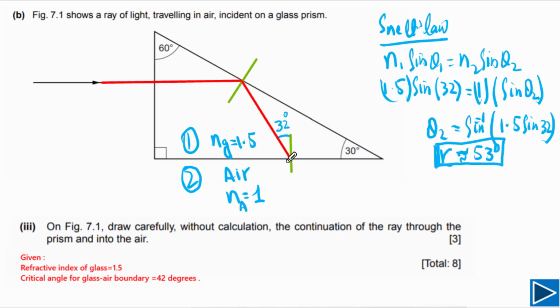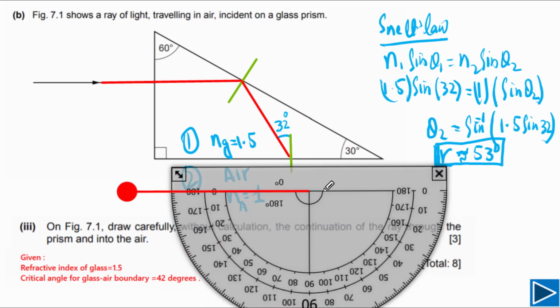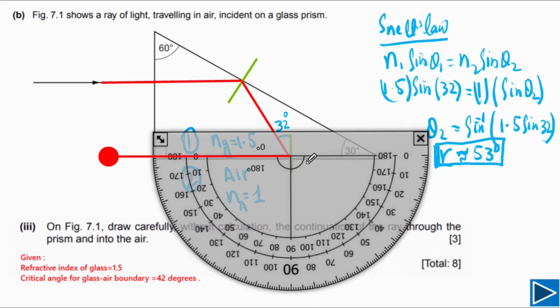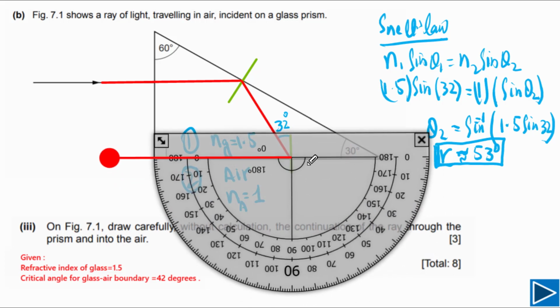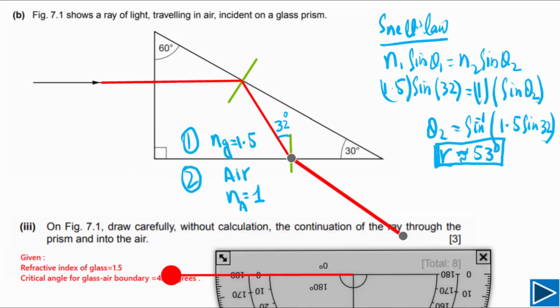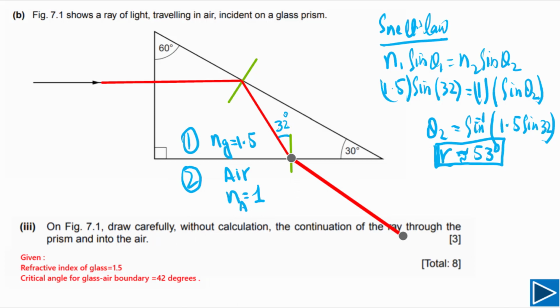Simply, we need to draw the emergent ray at an angle of 53 degrees with this normal. So we need a protractor. Let me place our protractor here at this point. An angle of 53 degrees means about this. So this is our emergent ray, around 53 degrees. This is how we need to draw.